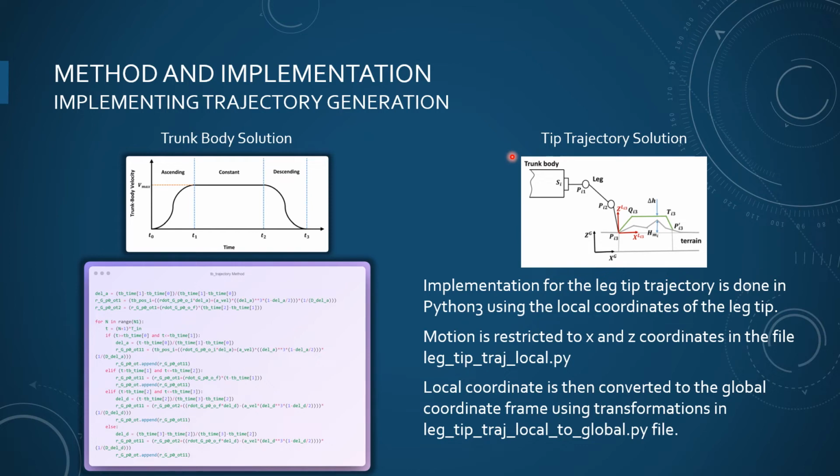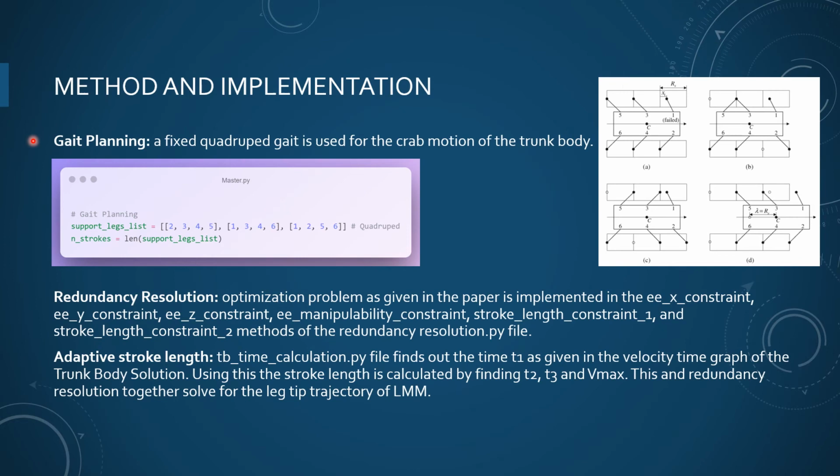The tip trajectory solution is such that when we talk about a coordinate frame which is fixed to the tip of the leg, the motion is restricted only to the x and z axis. The solution when such a case is occurring is done in the leg tip trajectory local.python file. And this local coordinate is then converted to the global coordinate frame using transformations in the leg tip trajectory local to global.python file. Next I will explain the gait planning for the robot.